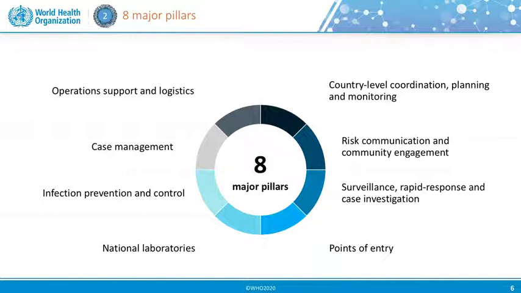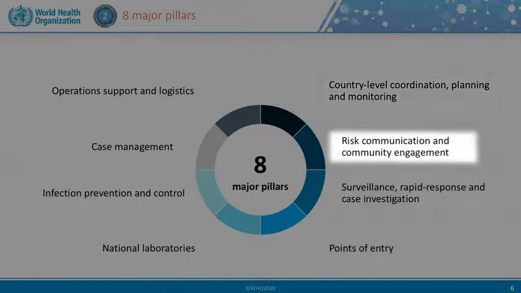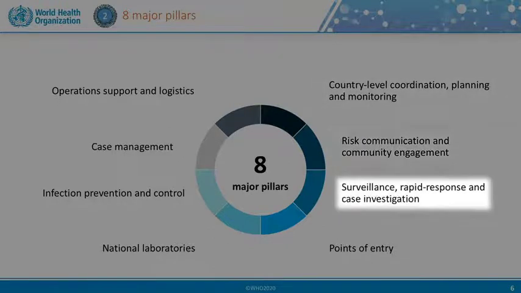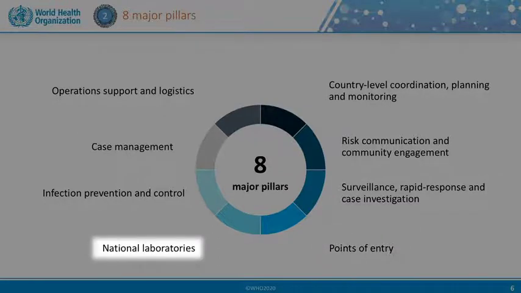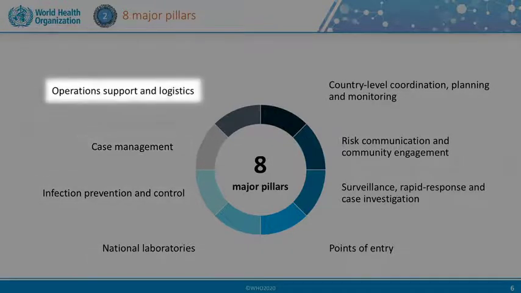The guidelines can be found in the links below and are built on existing national action plans for health security and pandemic influenza preparedness, taking into account what we have learned so far about COVID-19. These guidelines outline the priority steps and actions that need to be taken across the 8 major pillars of COVID-19 preparedness and response, which are country-level coordination, planning and monitoring, risk communication and community engagement, surveillance, rapid response and case investigation, points of entry, national laboratories, infection prevention and control, case management, and operations support and logistics.